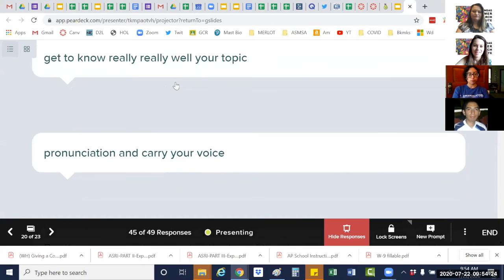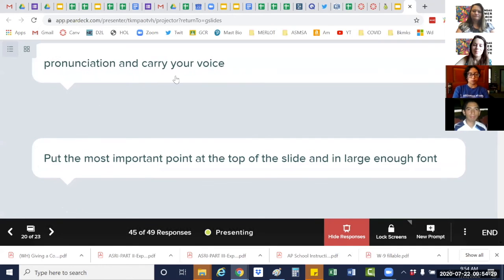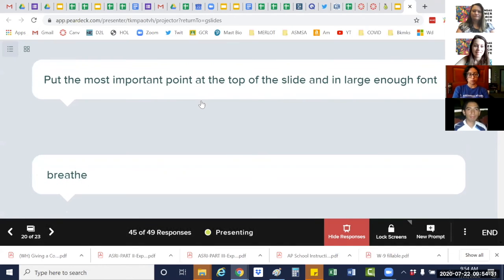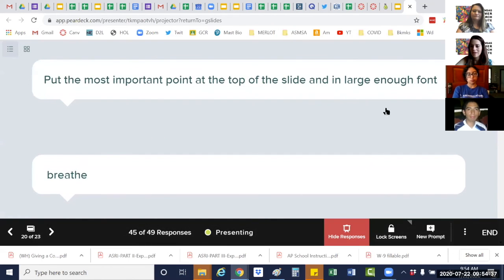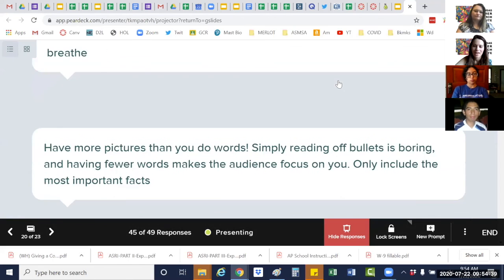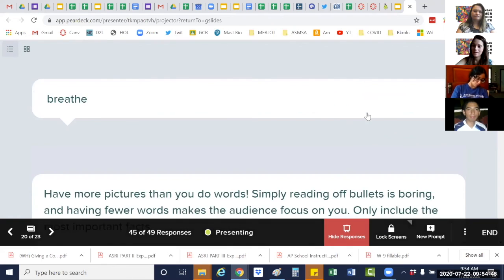That's a good one. Get to know your topic really, really well. Pronounce things, enunciate, carry your voice. Another one for breathe. Put the most important point on top of the slide and enlarge. Yes, we want the fonts to be large enough that people can see them. That's another way to give weight to something, to indicate that it's important if it's in a larger font.